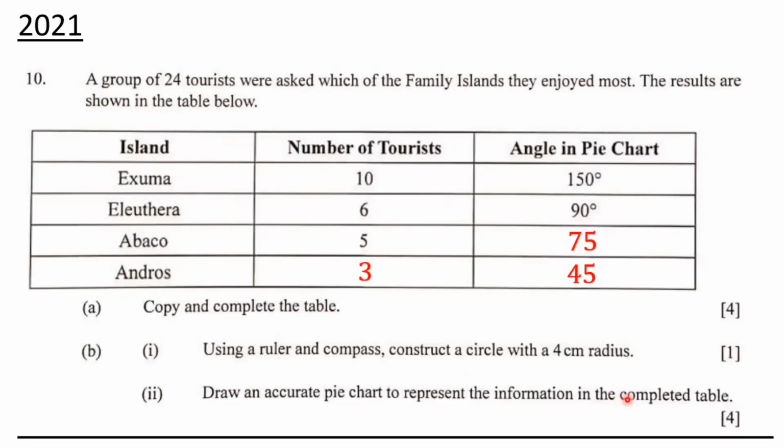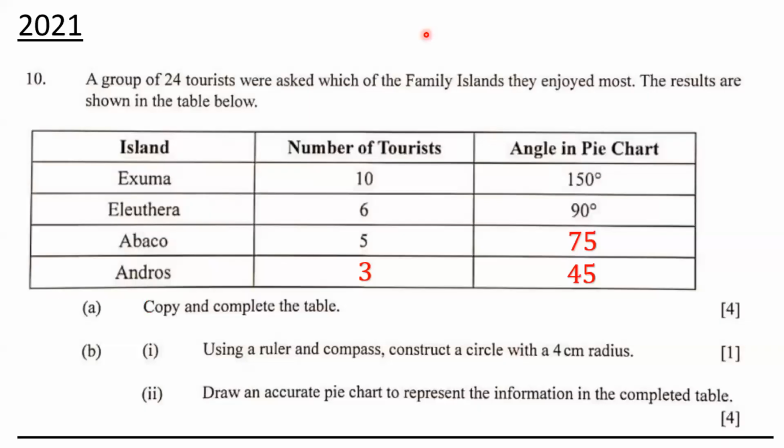So what they want us to do is construct a circle with a 4 centimeter radius. Then we want to draw an accurate pie chart to represent the information in the completed table. So 150, 90, 75, and 45 degrees are going to be the numbers inside our pie chart. Okay, so let's go ahead and construct this. We're going to get our construction tools to construct this particular pie chart.